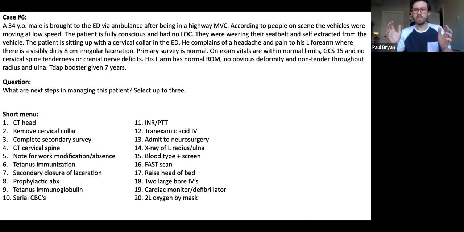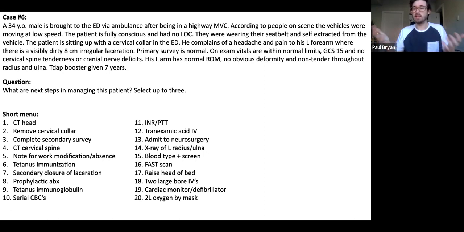Was wearing their seatbelt, right? Think about seatbelts, even in preventative case questions, you can put counsel on seatbelt use. Self-extracted, so again, not that red flag. Patient is sitting up with a cervical collar, that's a positive sign. Complains of a headache, pain to his left arm where there's a laceration.